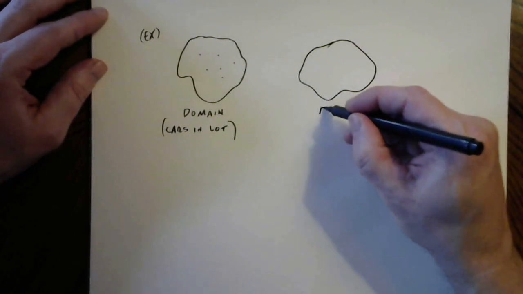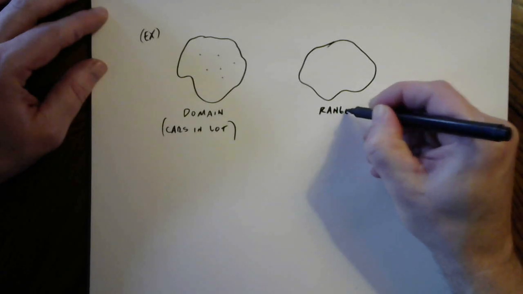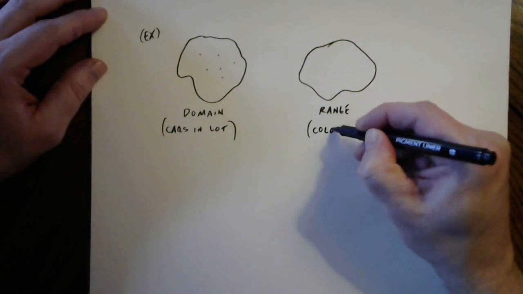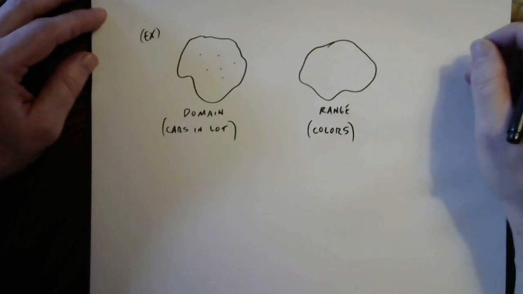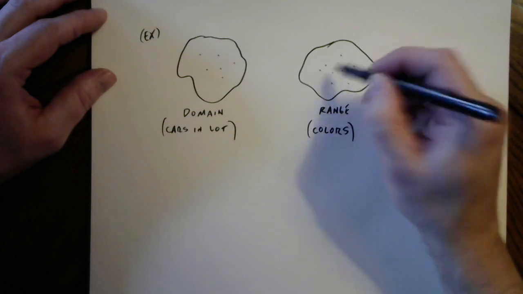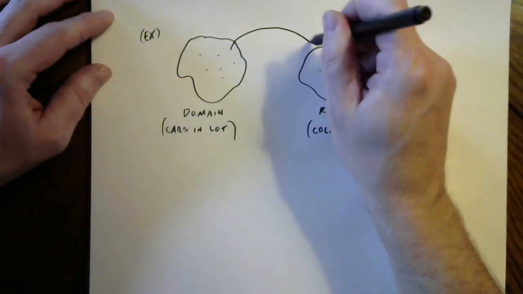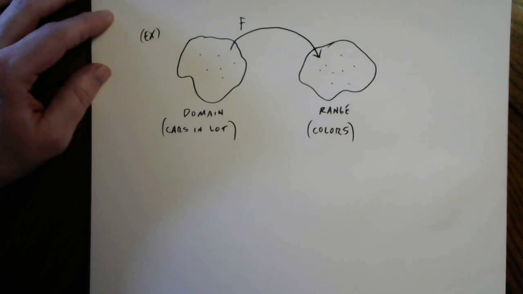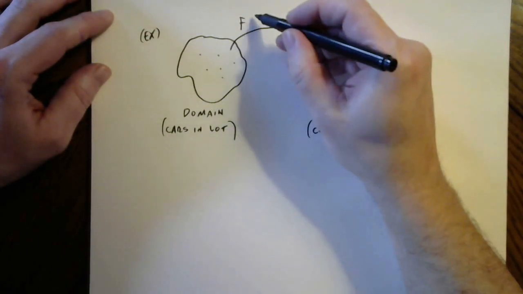And let's have this set over here. This is the range. And these are the colors of the rainbow. So these are colors. So what I'll do is I'll assign each car to a color by the color of its interior.